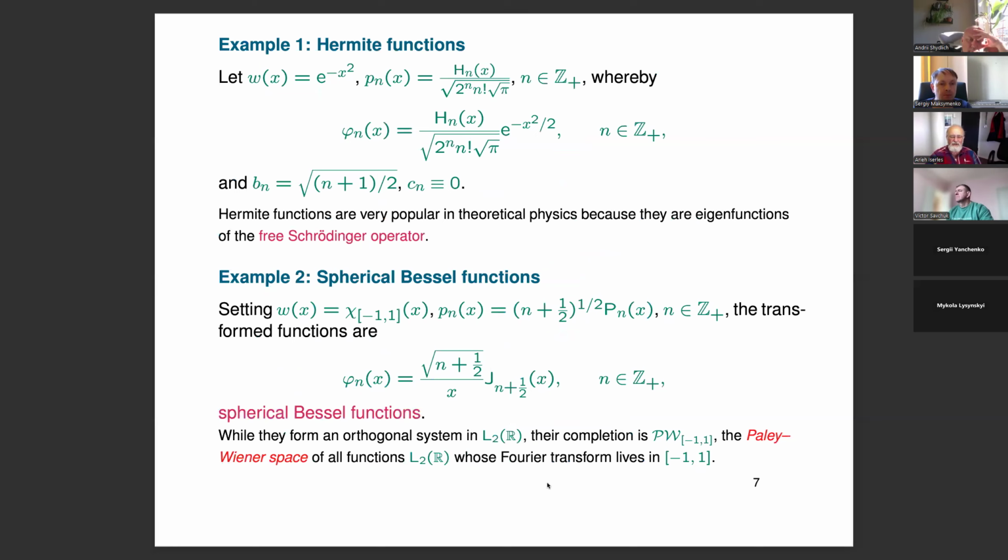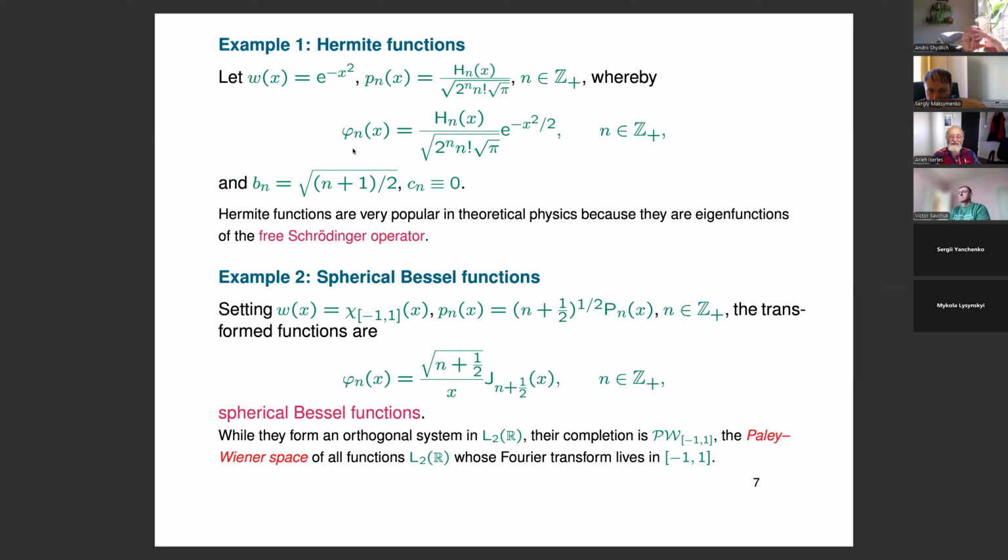So let me give you a few examples. The first example is one that is well known in physics, not that much in mathematics, but in physics. These are Hermite functions. So we are starting from the Hermite measure. The weight function is e to the minus x squared on the real line. So the orthonormal polynomials are Hermite polynomials which are normalized to be of norm 1.